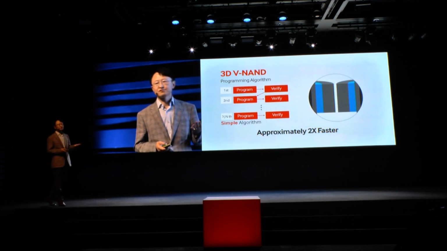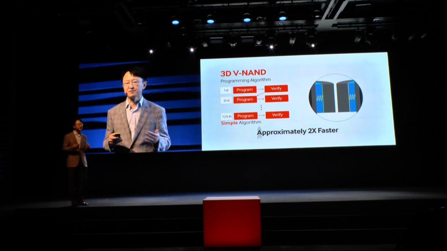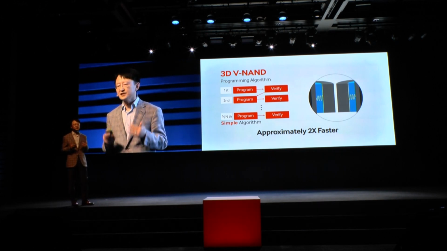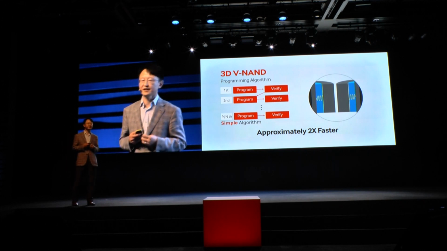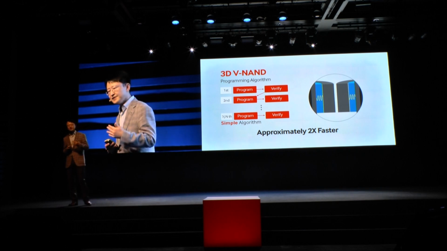However, in 3D V-NAND, since cell-to-cell interference is almost free, we need only a simple algorithm to write data. Thanks to this, we can get approximately 2x faster write speed.